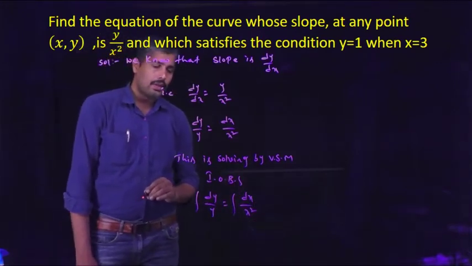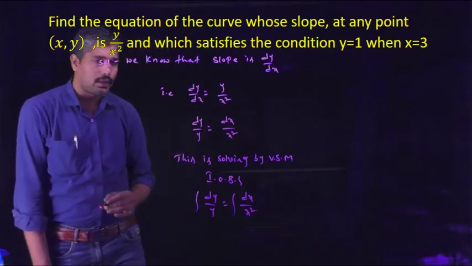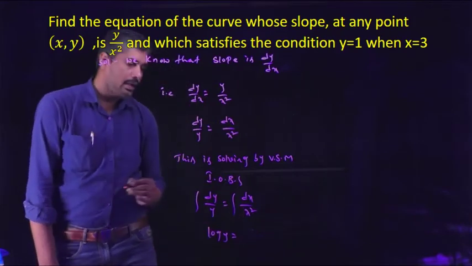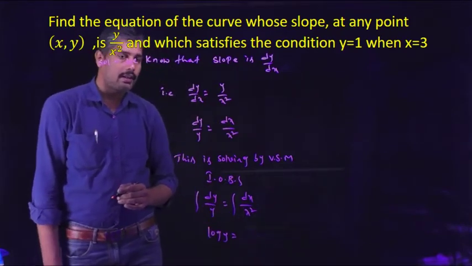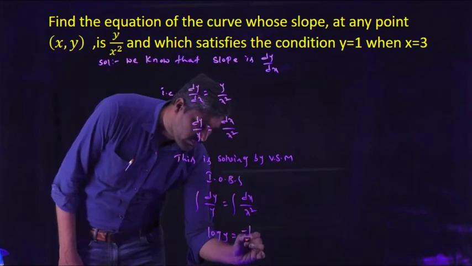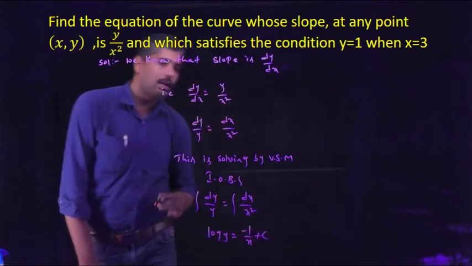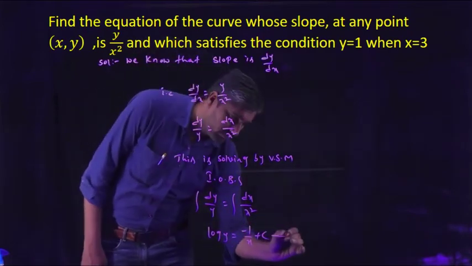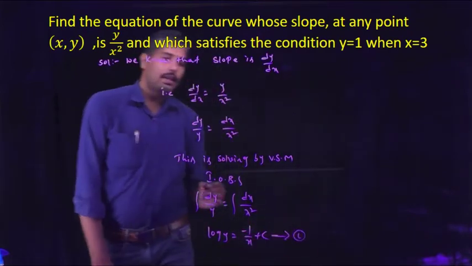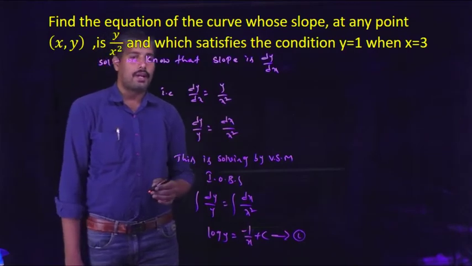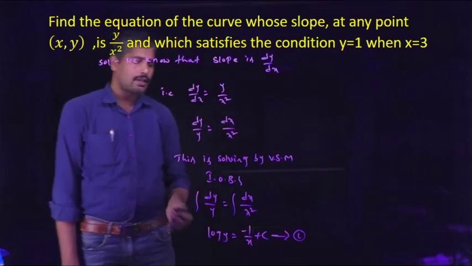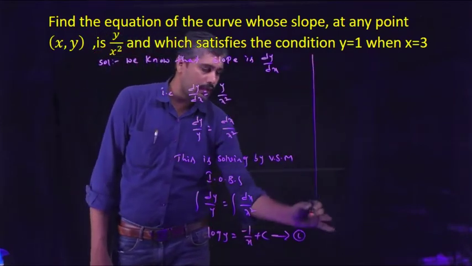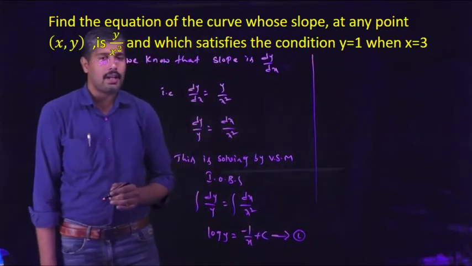Right, we know that integral 1 by y equals log y, so log y equals the integration of 1 by x square, that is minus 1 by x plus an arbitrary constant c. Right, this is equation number 1. See, in the problem, find the equation of the curve. This is the family of the curve. Equation 1 is the family of the curve.